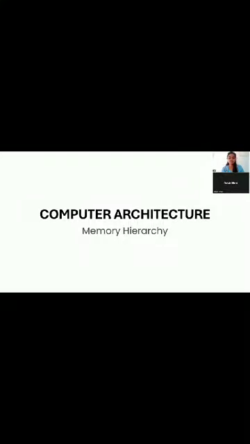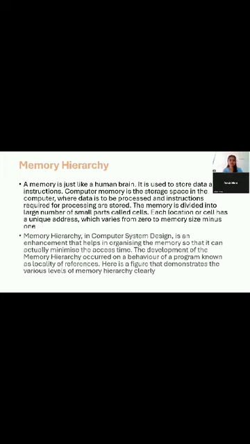So today we will discuss the memory hierarchy. First of all, memory hierarchy is just like a human brain. It is used to store data and instructions. Computer memory is the storage space in the computer where data is to be processed and instructions required for processing are stored. The memory is divided into a large number of small parts called cells, and each location or cell has a unique address which varies from 0 to memory size minus 1.